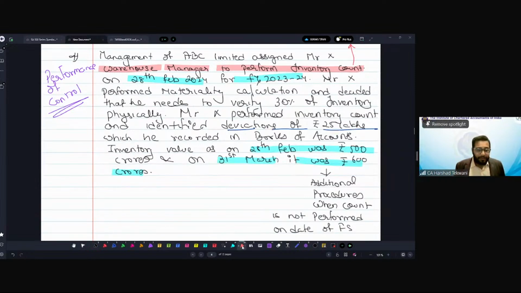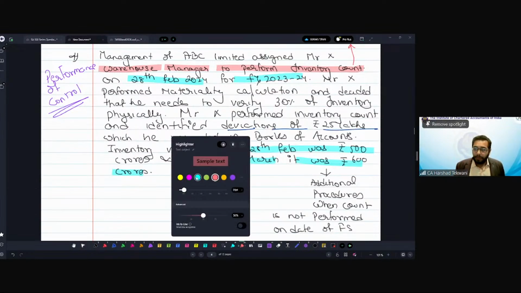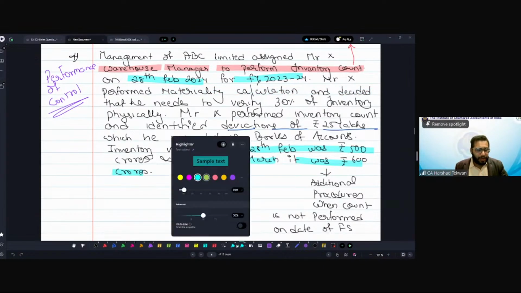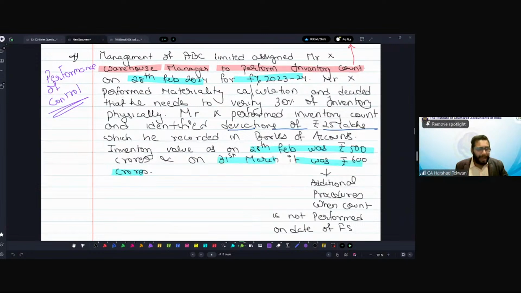Next part that we need to understand is the materiality calculation. Okay, so the materiality calculation decided by and performed by Mr. X.